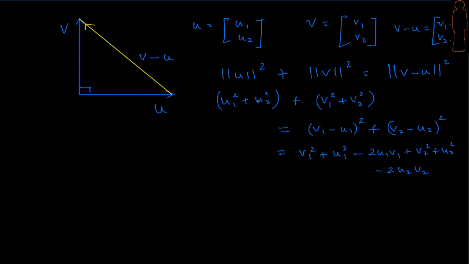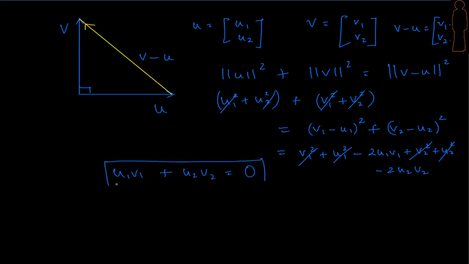u2 v2, right? So we see that many of these terms are getting cancelled: u1 square, v2 square, v1 square. What you're left with is that u1 v1 plus u2 v2 is 0. This is what we are coming up with. And what does that mean? It means that u dot v is equal to 0. So we started with perpendicular vectors and we're showing that the dot product is 0.